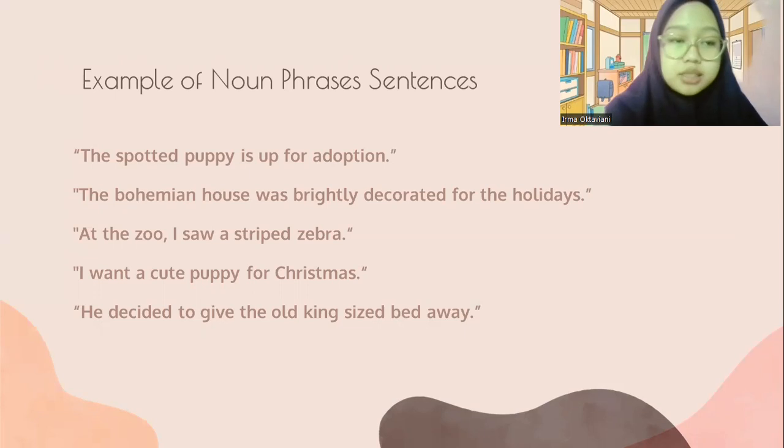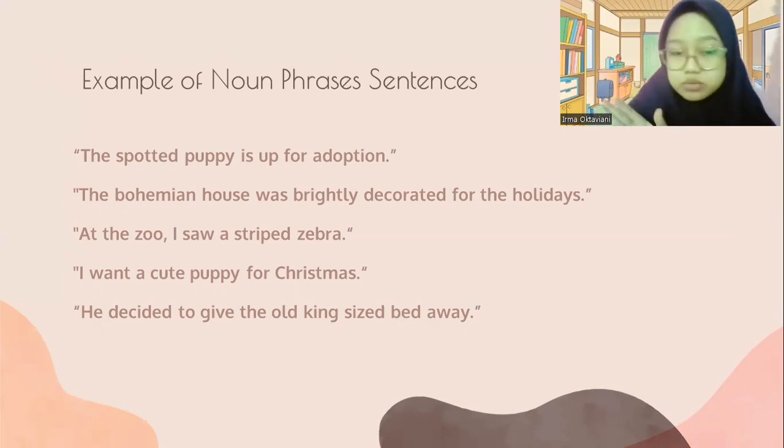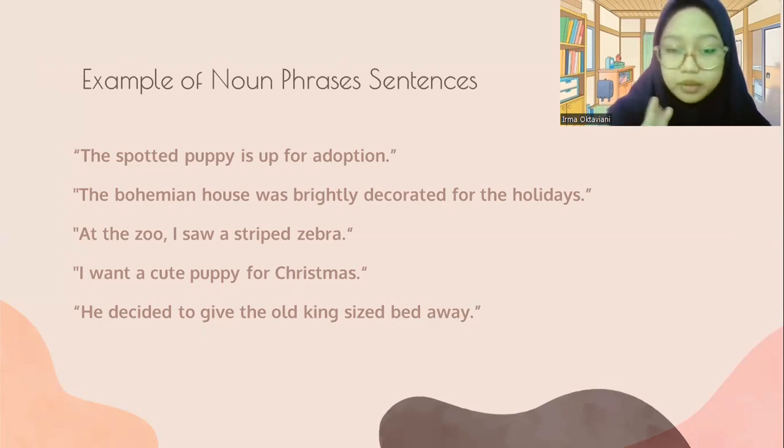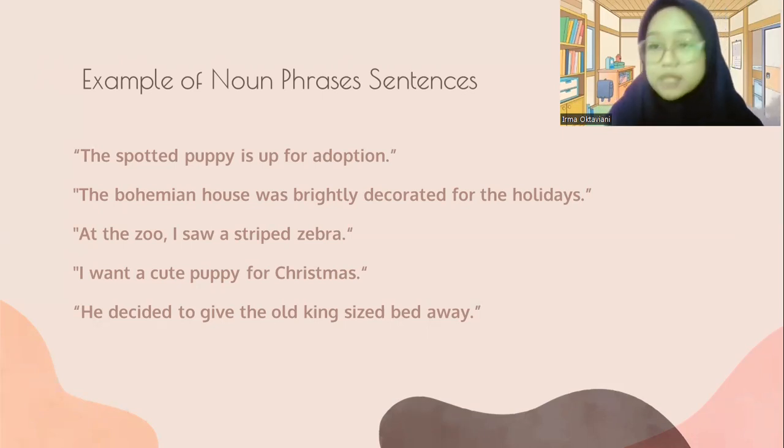Next, the second is: the Bohemian house was brightly decorated for the holidays. Bohemian house is a noun plus noun, describing a house decorated for the holiday. And the third: at the zoo, I saw a striped zebra. Striped is the third form of the verb. Therefore, the form of this sentence is verb 3 plus noun as participle.